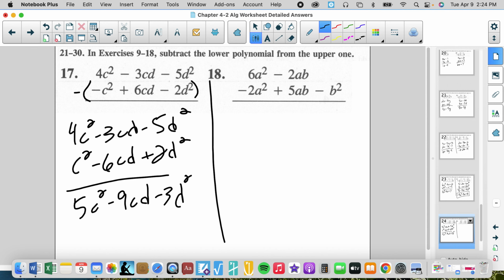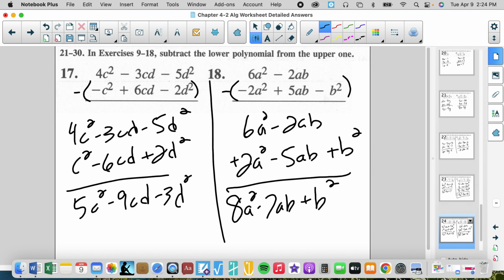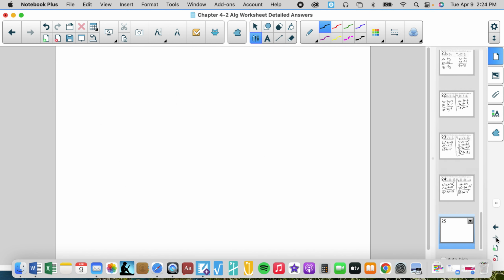Right? I mean, this is fast. You're doing it in 20 seconds. 6a squared minus 2ab. That becomes positive 2a squared. That becomes negative 5ab plus b squared that doesn't have a partner. 8a squared minus 7ab plus b squared. And that is standard form.